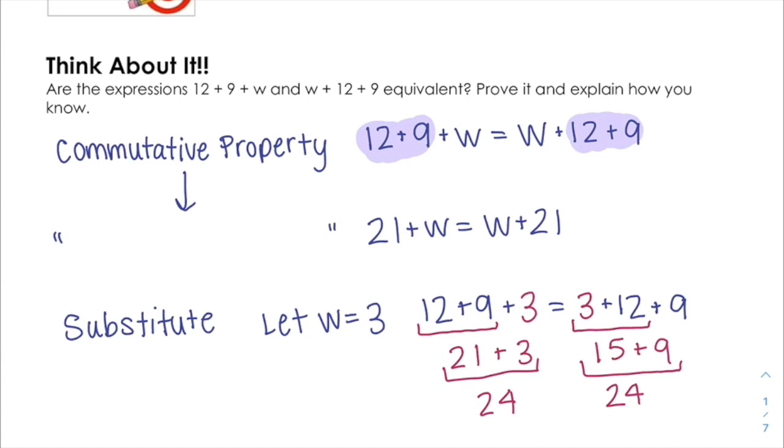So there were two major different methods that we used. We used the commutative property, and we also used substitution, where we substituted in a value for our variable. And we proved it right there because 24 is equal to 24. So we didn't just prove it from a law, we actually proved it by putting a value into that expression.